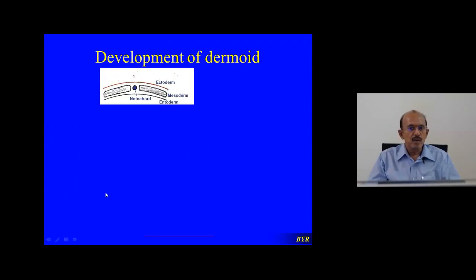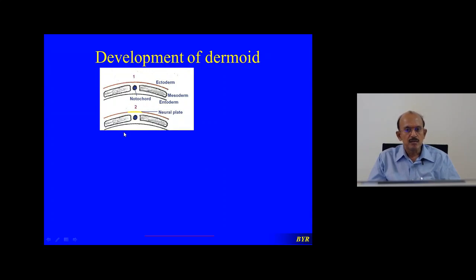So you can see how the dermoid is developed. This is the ectoderm, and this is the mesoderm, and this is the endoderm of the embryonal plate in the primitive stage in the first few days of life. So this embryonal plate is having ectoderm, endoderm, mesoderm with central notochord. The middle part of the ectoderm differentiates into a specialized tissue that's called the neural plate.